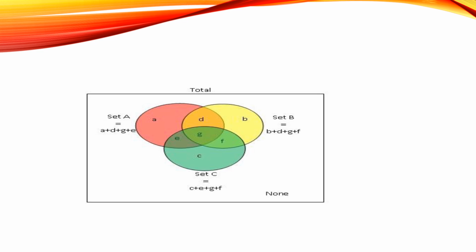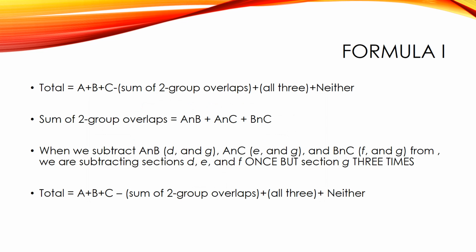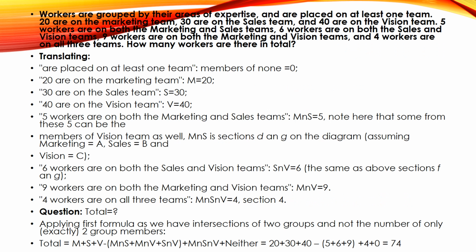When we subtract the sum of exactly two group overlaps from A plus B plus C, we subtract sections D, E, and F once. And next we need to subtract only section G twice. That's it. Let us look at an example.